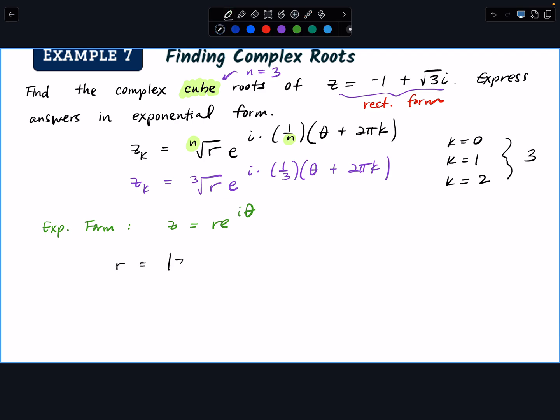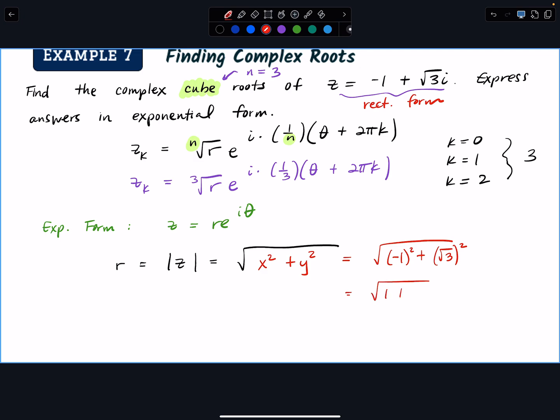Okay. So r is equal to what? The modulus of z, which is equal to, talk to me guys, yes, the square root of x squared plus y squared. What's x in this case? -1 squared plus square root 3 squared. -1 squared is just 1. Root 3 squared is just 3. If you add those together, you get 4. What's the square root of 4? 2.